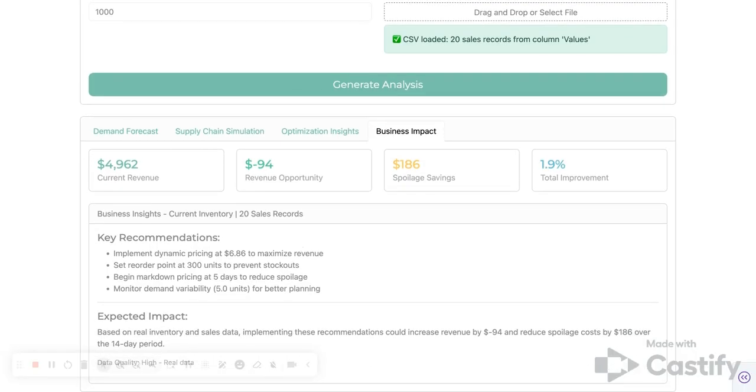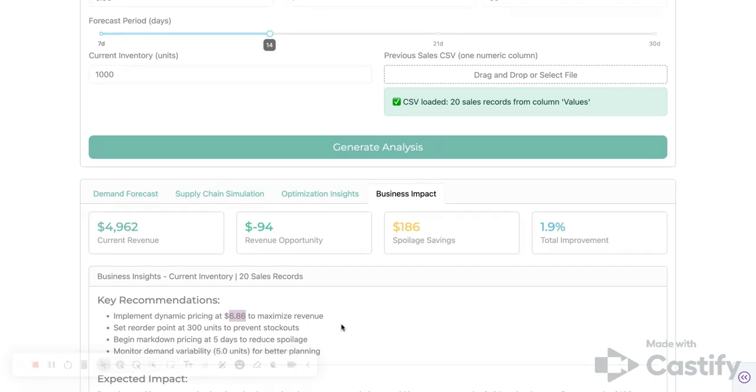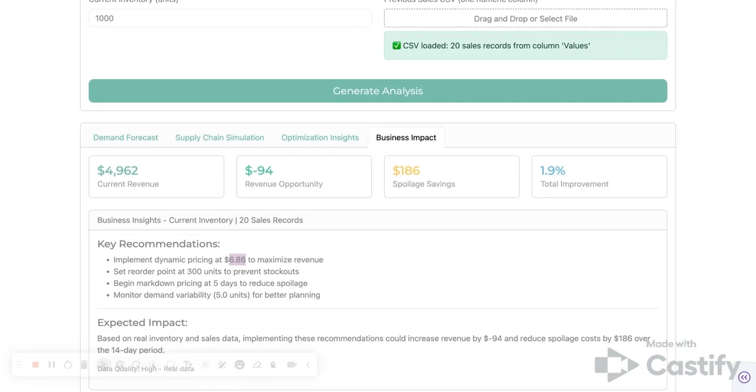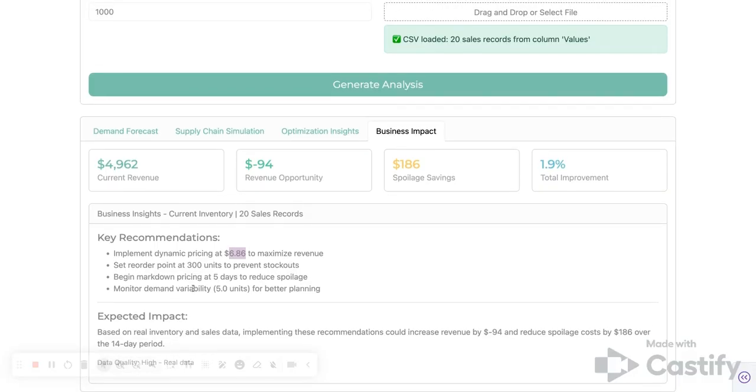The recommendations also tell the business what it should do, as well as dynamic pricing. The reorder point is basically saying you should probably have around 300 units available at all times to prevent spoilage. You'll save around $186 from that. It also says to begin marking down prices around 5 days so that more demand can be generated. And then finally we have the expected impact, which, based on real inventory and sales data, implements these recommendations. It should save around $186 over this 14-day period.